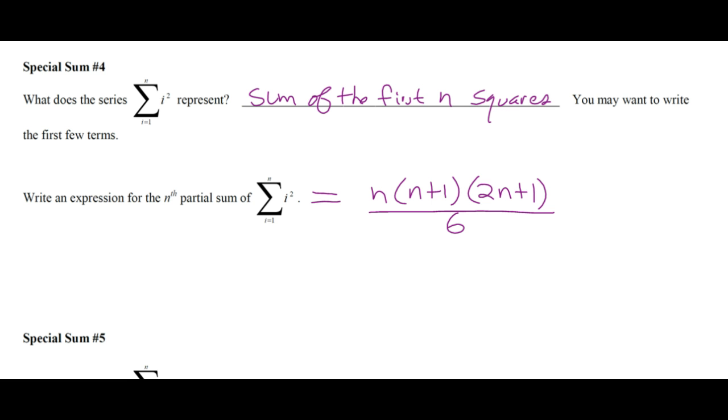So if you find yourself having to add up the sum of the first n natural number squares, or the sum of the squares of the first n natural numbers, this is the formula you will use. And it's on your formula sheet.